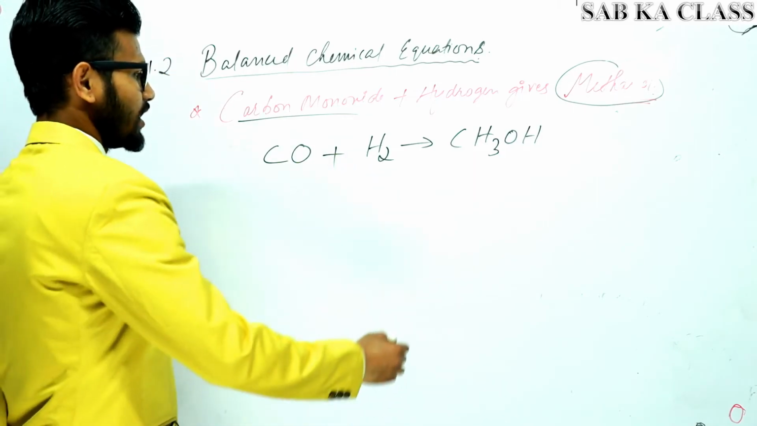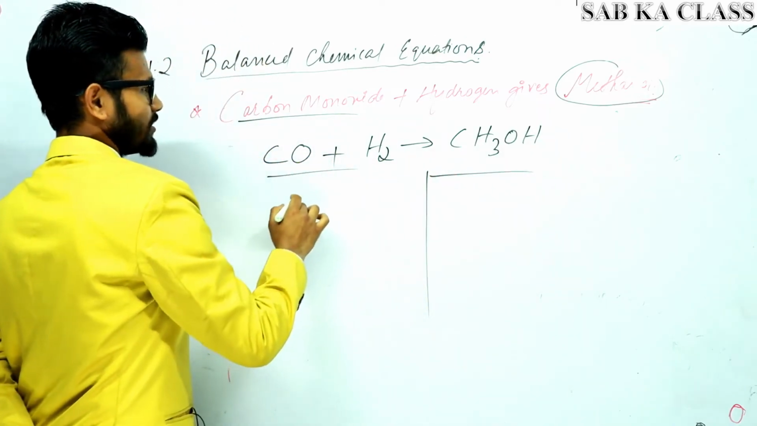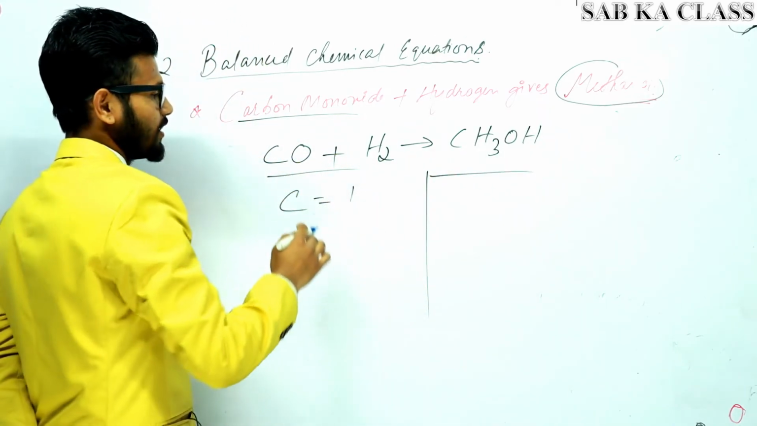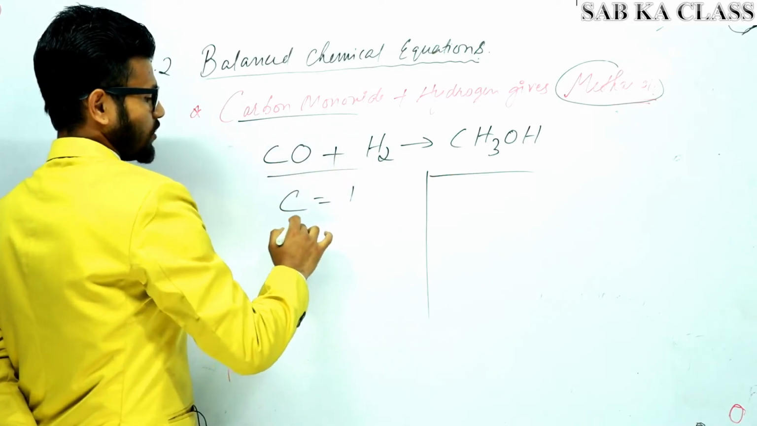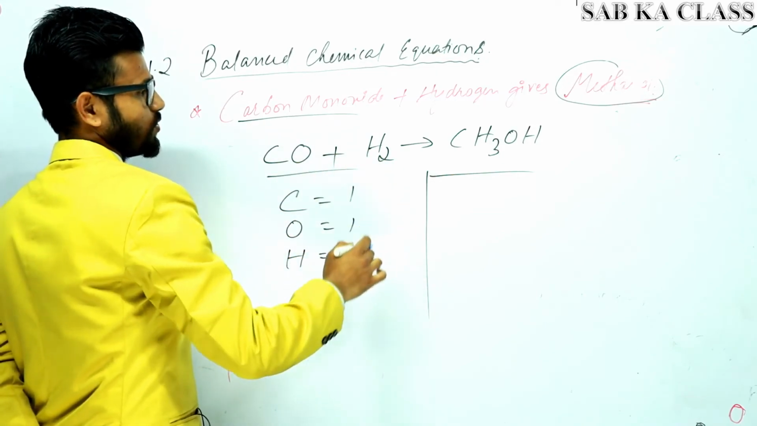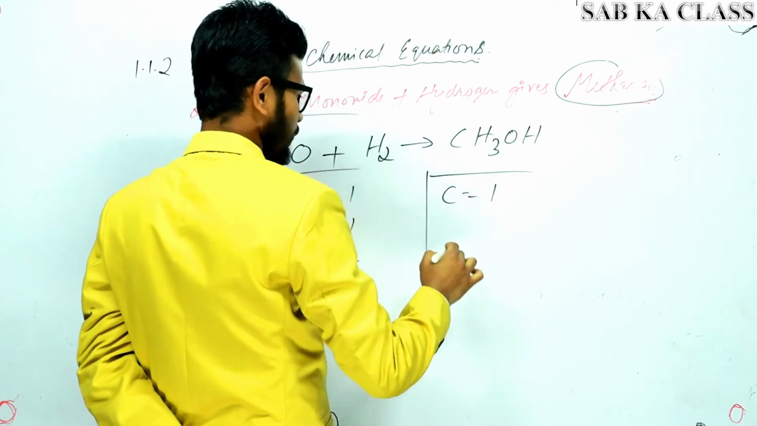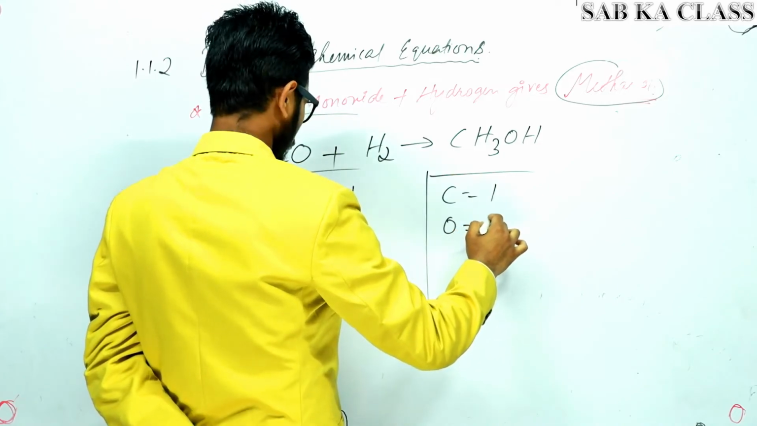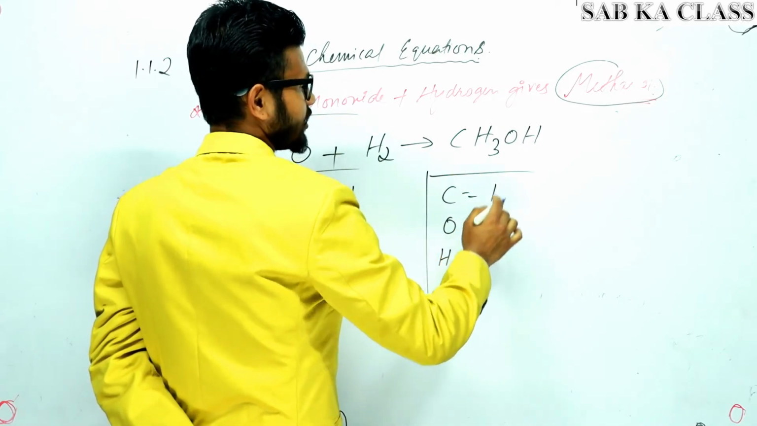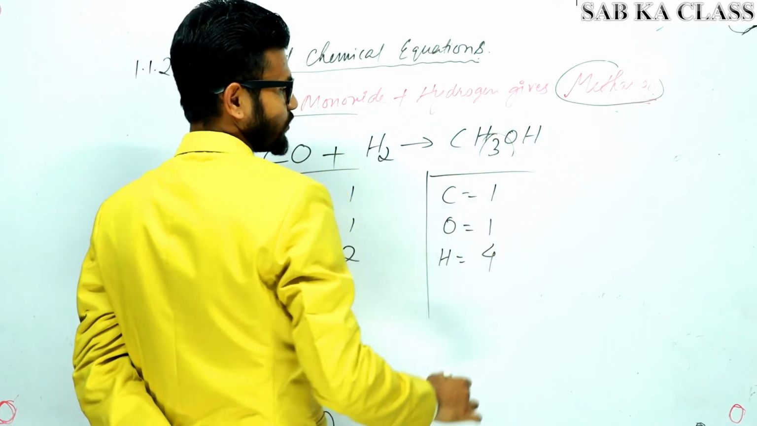Now what can you see? The number of carbons here. How many carbons are there? There is 1 carbon. Number of oxygen, oxygen is also 1. Hydrogen is 2. While on the product side, how many carbons are there? 1 carbon. Oxygen, 1 oxygen. Hydrogen, there are 4 hydrogen. 3 plus 1, 4 hydrogen.